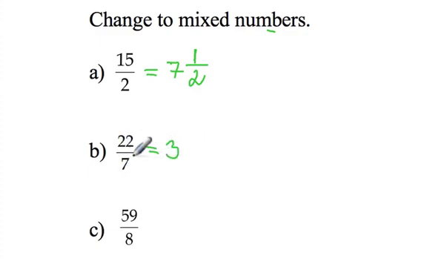Question B, 22/7. How many times 7 fits into 22? 3 full times, and 3 times 7 equals 21. So we have 1/7 here. 59/8. How many times 8 fits fully into 59? Well, 8 times 7 is 56, so 7 full times, and then 59 take away 56, we still have 3/8.